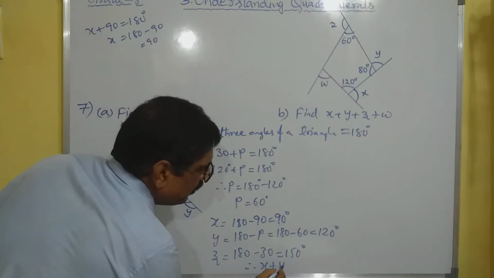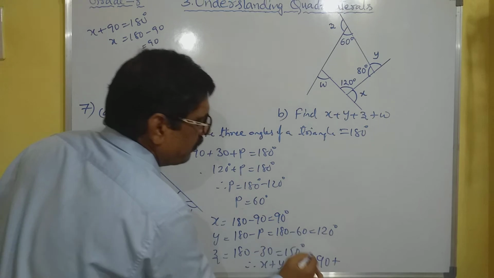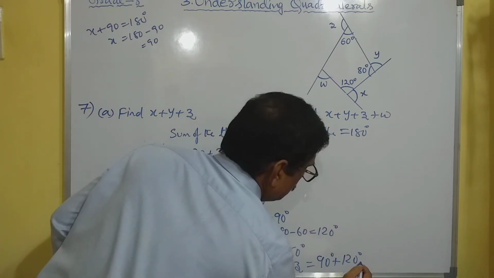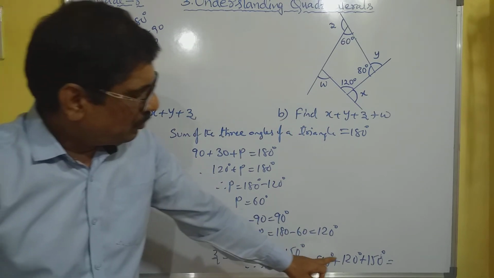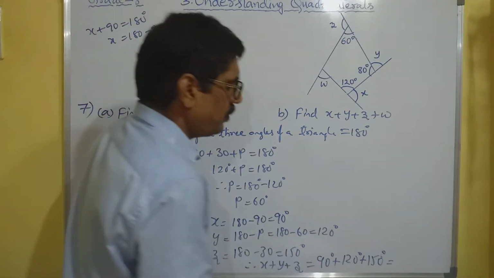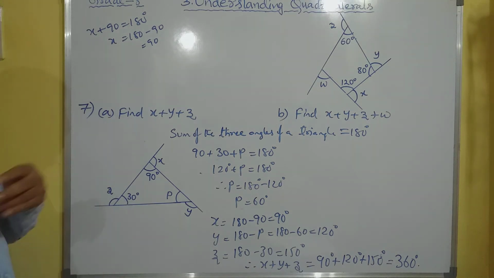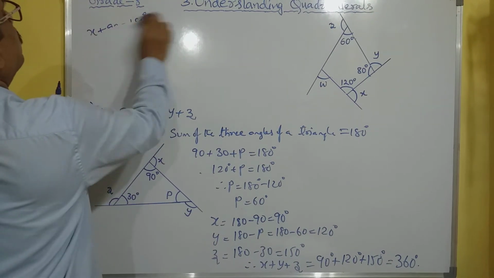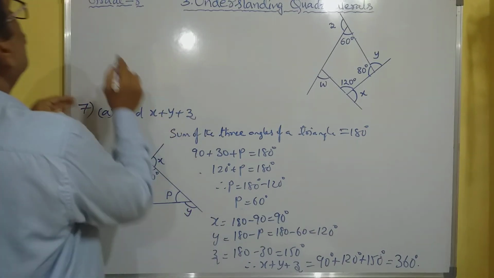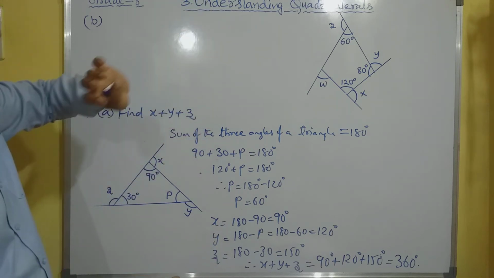Therefore, the final step, x plus y plus z. What is the x value? 90, plus y value 120, plus z value 150. So their sum is equal to 90 plus 120, 210, and 210 plus 150 is 360 degrees. Okay, that is the answer. Now, let us do the second part of the seventh problem here itself. Okay, now B problem. This is the A problem, first part. Now we are doing the B part.